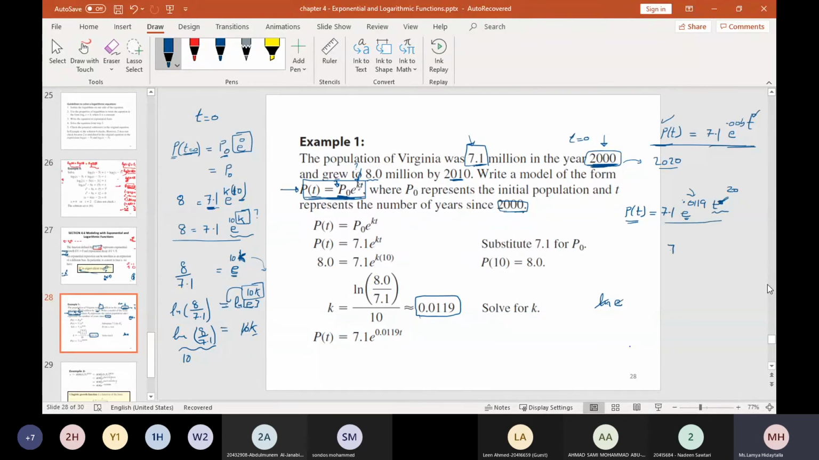It will be 7.1 times e to the power of 0.0119 multiplied by 20. So first multiply this number by 20, then take e to this new number, and the answer you get you multiply by 7.1, and then you will find the population at that time, and so on. Clear? Yes, clear. Okay.